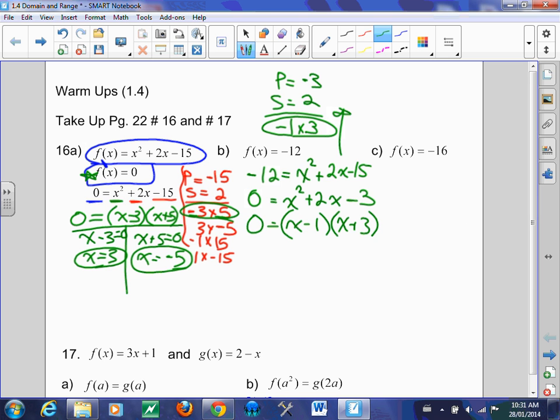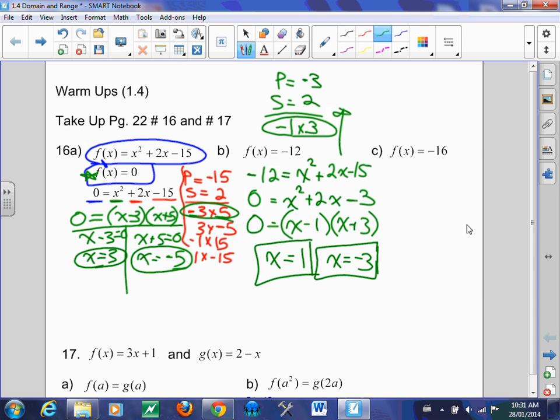Now you may ask, hey Ms. R, why are you always doing these scripted x's? It's so I don't get confused whenever you go with x multiply x. I always try to put a tail on my x. All right, now to solve, ladies and gentlemen, you can know that these are the opposite. So x equals 1 and x equals negative 3.